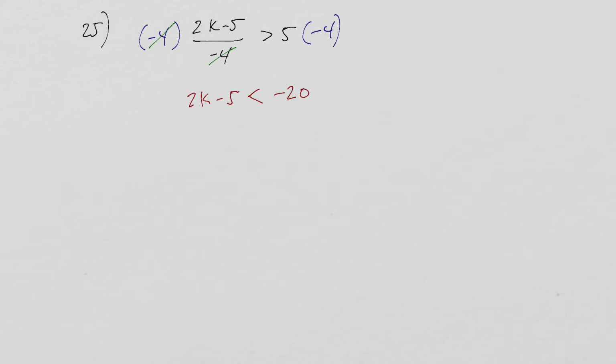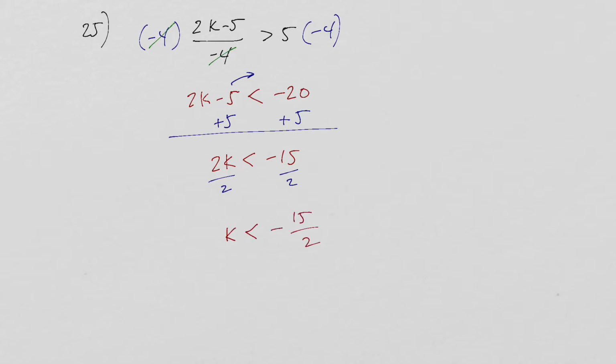And now we'll move the negative 5 over by adding it to each side. And we'll get 2k is less than negative 20 plus 5 is a negative 15, and then we'll divide each side by 2, and we'll get k is less than negative 15 over 2.